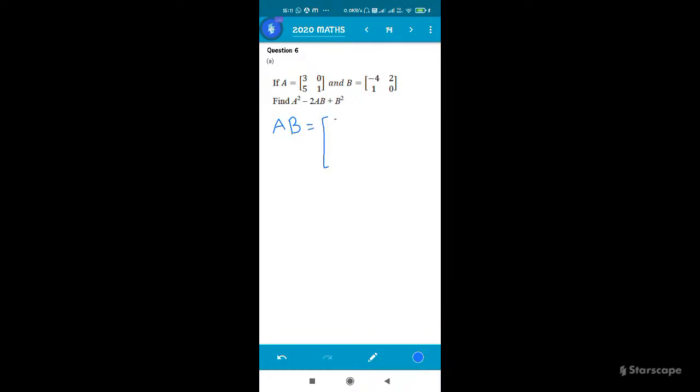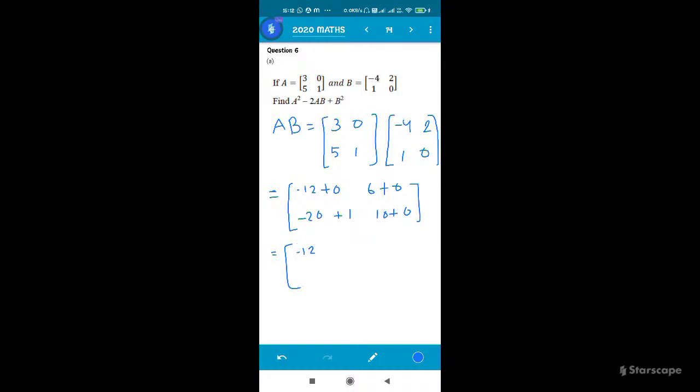So AB is [3 0; 5 1] into [-4 2; 1 0]. Okay, so let's multiply it. Minus 12 plus 0, 6 plus 0, minus 20 plus 1 and 10 plus 0. So this is AB. Let us find out the value. Minus 12, 6, minus 19 and 10.